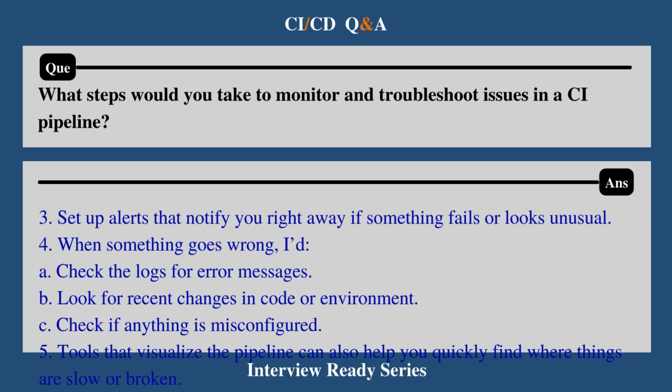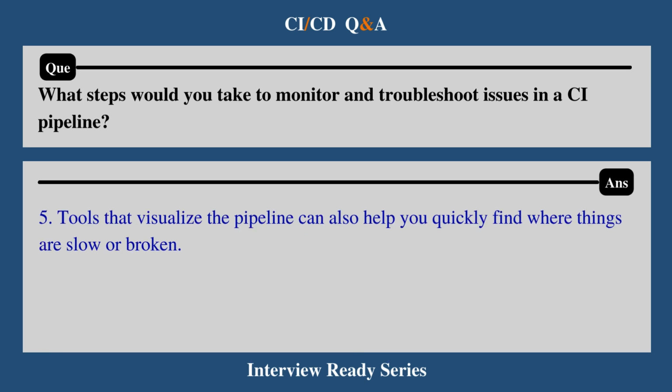Number 4, when something goes wrong, I would A. Check the logs for error messages, B. Look for recent changes in code or environment, C. Check if anything is misconfigured. At the end, I would also add some tools that would visualize the pipeline that can also help us quickly find where things are slow or broken.